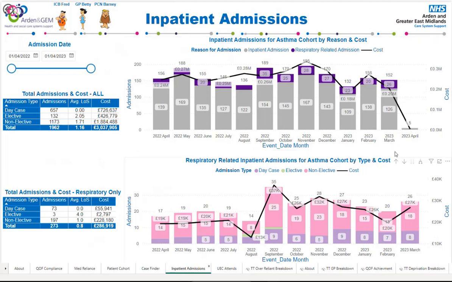So the top graph is all inpatient admissions, regardless of the reason, for our asthma cohort. And the one at the bottom is respiratory related admissions for our asthma cohort. So you can see there's quite a few each month just within that one region. So perhaps there's some interventions that can be made to reduce those number of admissions, because it's not good for anybody, is it? That's what we want to target.